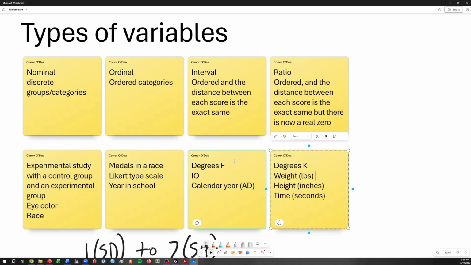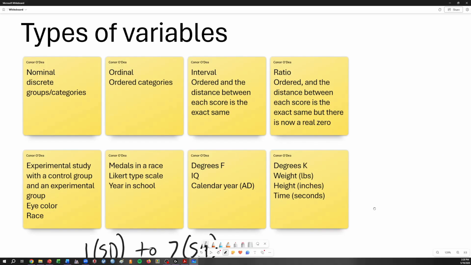IQ. An IQ of 140 is not twice as intelligent as an IQ of 70. That's not how that works. But with degrees Kelvin, with weight, with height, with time, and other units of ratio units of measurement, it is true that twice of that thing is actually twice of it.